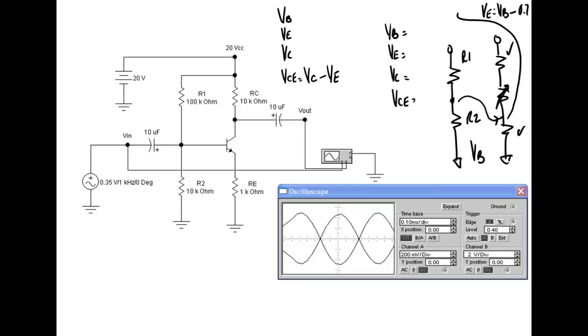So here's my 10K. Here's my transistor. This is connected to the collector. This is connected to the emitter. Here's my input capacitor right here. It's connected to the center of these two resistors. Remember that's common through there, right? Here's my output over here.